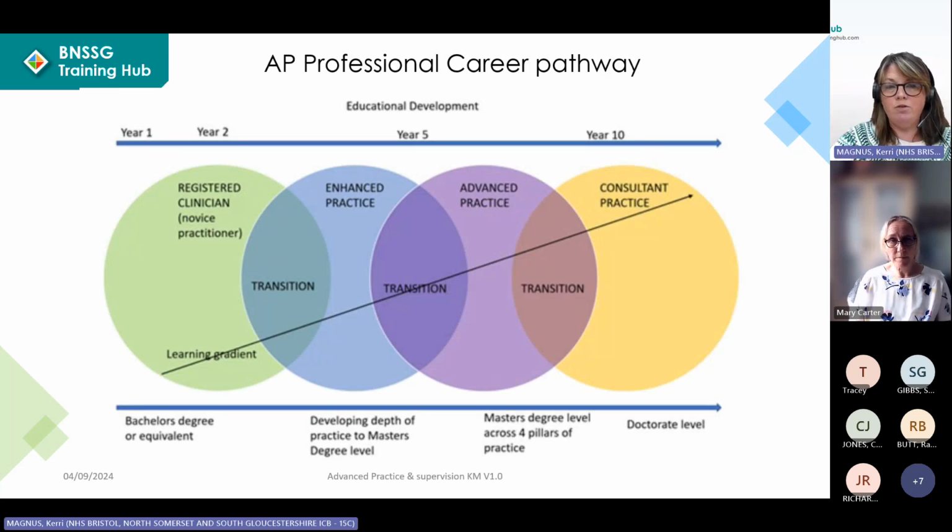When we talk about career pathways, we've said before that anyone can be within those roles, can be an advanced practitioner, but you start off being that registered clinician, then you move to an enhanced level, then your advanced level, and then your consultant practice. At each level you're developing your mastery in each of your skills, and you are able to demonstrate your knowledge, skills and behaviors when you're in practice. So as well as having that academic element and that knowledge, you're also able to be in practice and demonstrate those skills to enable professional and public safety.